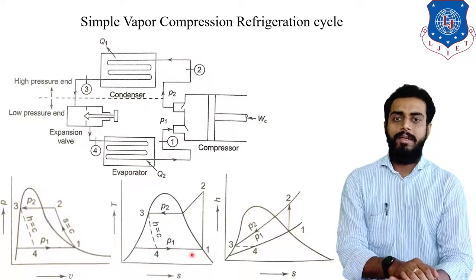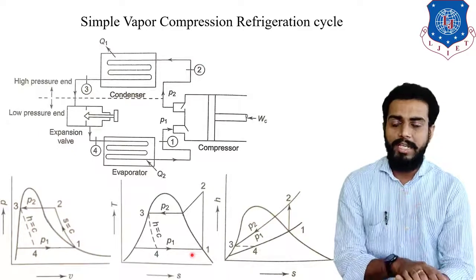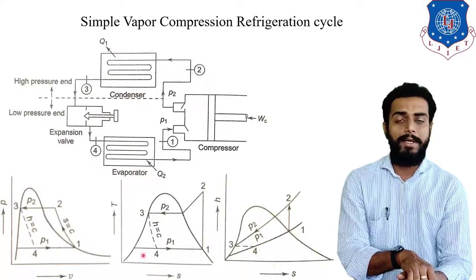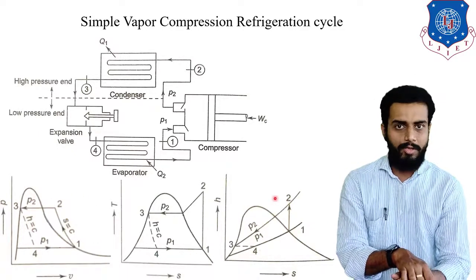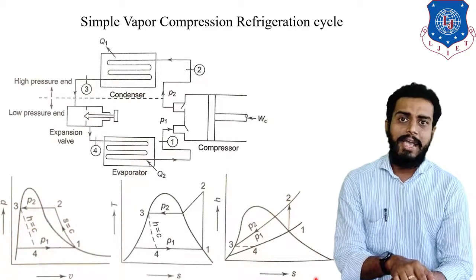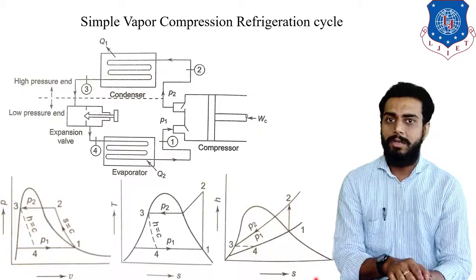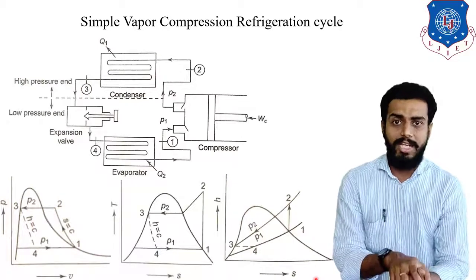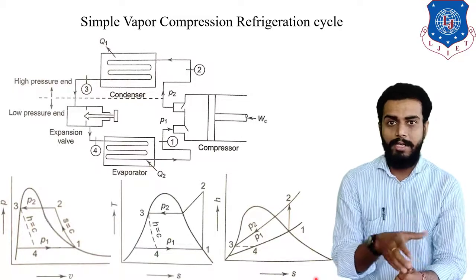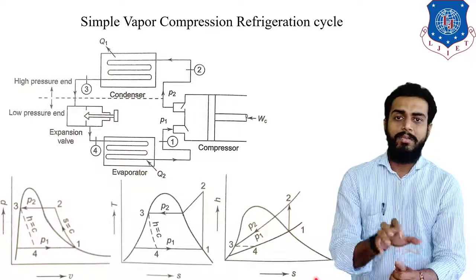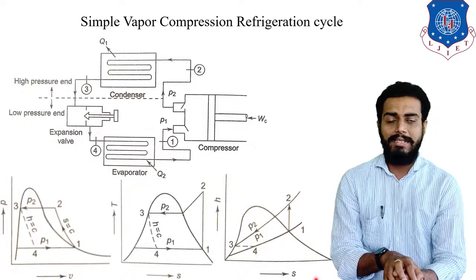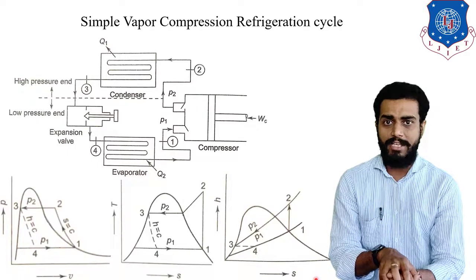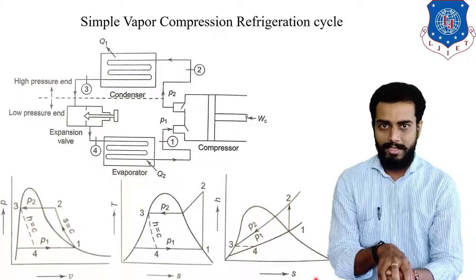Clear everyone? And observe that point number 2 is in the superheated vapor region. So keep this in your mind. Remember students, here as a fluid, refrigerant is used. So keep that in mind. There are different refrigerants available in the market, so you will study that later on. As of now you shall consider that different refrigerants are used as per the convenience of the manufacturer.